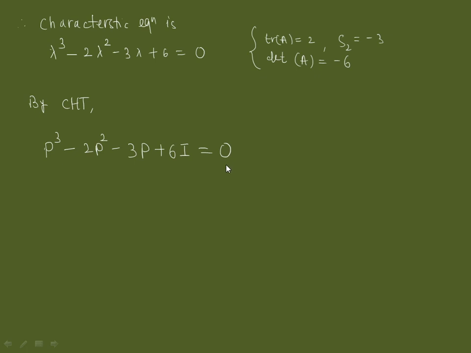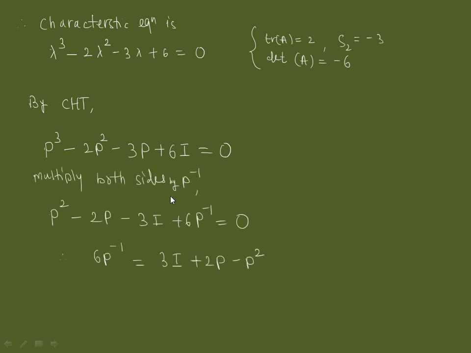But the question asks what? You have to find the inverse. So in order to find the inverse, you have to multiply this by P inverse. By multiplying both sides by P inverse, we get P square minus 2P minus 3I plus 6P inverse equals 0. After solving this, we get 6P inverse is equal to 3I plus 2P minus P square.